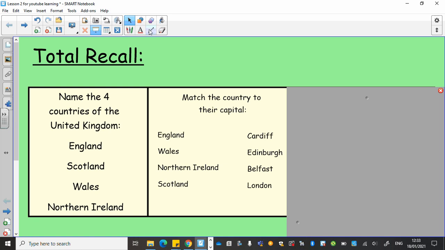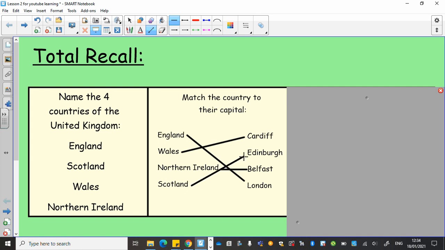Okay, so I need my joiny liney thing for this. Okay, so I can tell you that England, its capital is London. Wales, the capital is Cardiff. Northern Ireland, the capital is Belfast. And that means Scotland's capital is Edinburgh. Well done if you got those right.